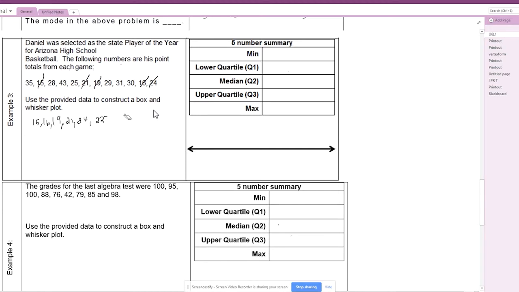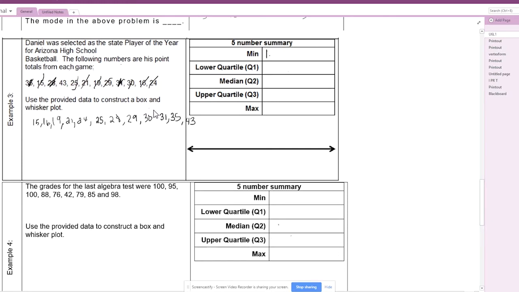Wow. Great if I could write a 5. 28. Cross that off. 29. And then we have 30. And then, let's see, 31. Okay, 35. And it looks like 43 is our last number. All right, so that's easy.